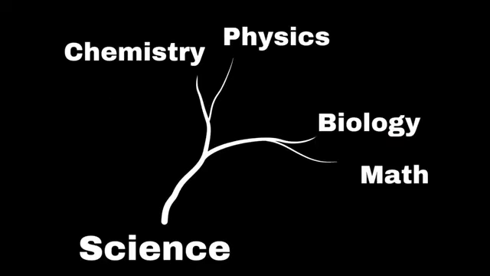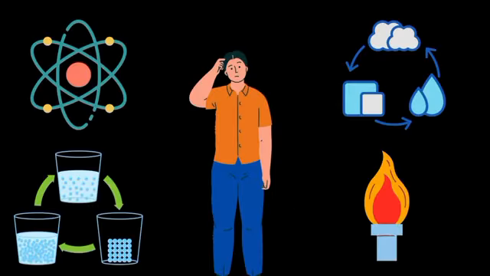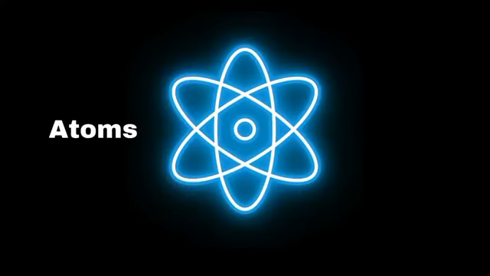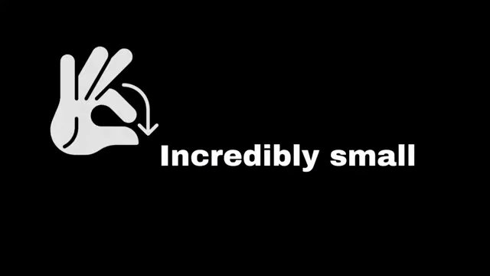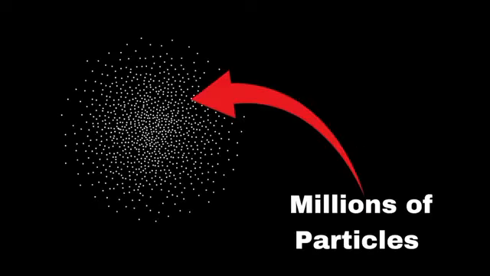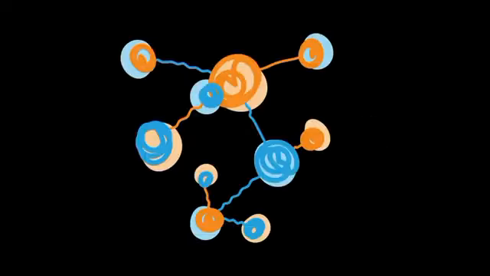Chemistry is the branch of science that focuses on the study of matter, which includes everything around us. The basis of chemistry revolves around the concept of atoms. Atoms are the basic building blocks of all matter. Atoms are incredibly small, so millions of them could fit on the tip of a needle. Despite their size, each atom has a complex structure made up of three main components: protons, neutrons, and electrons.